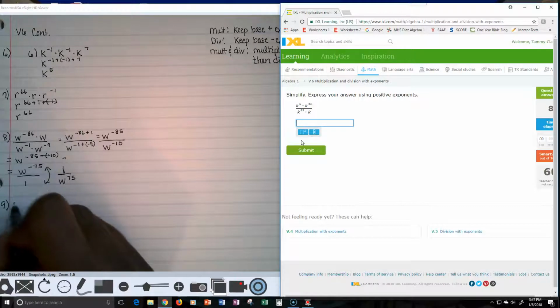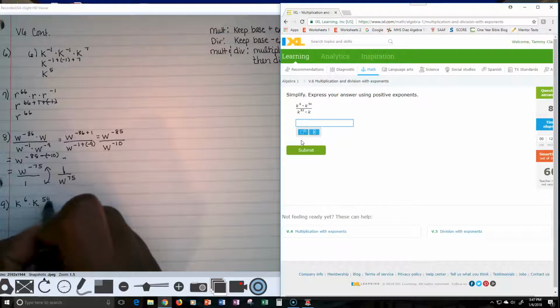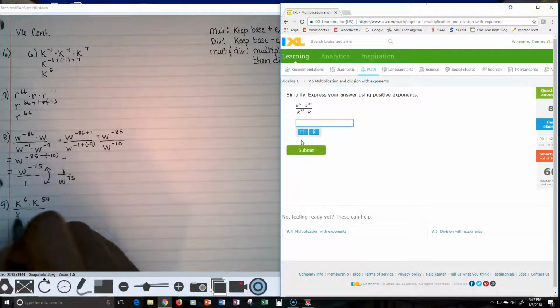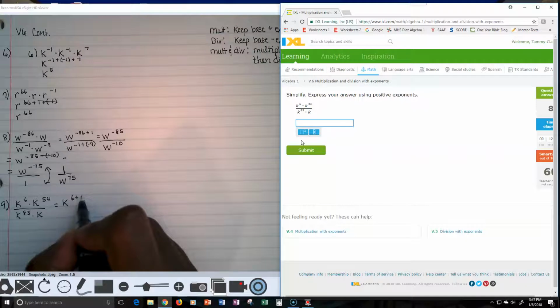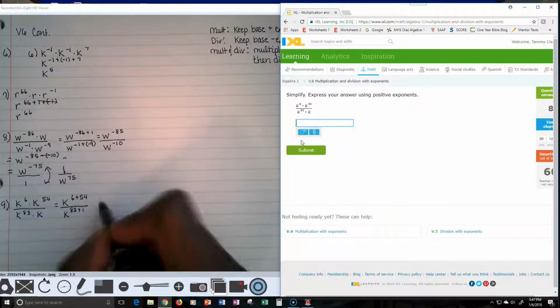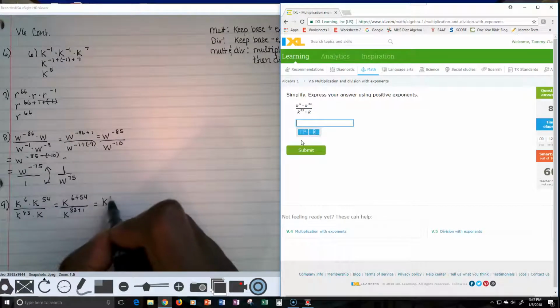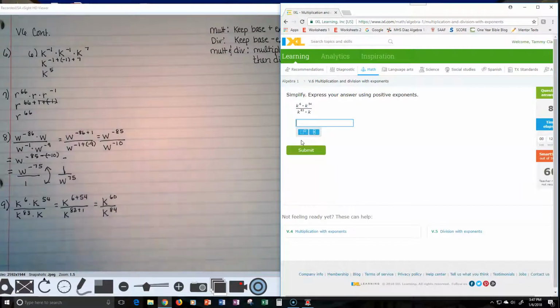For number 9, we have k to the 6th multiplied by k to the 54th divided by k to the 83rd multiplied by k to the 1st. So we keep the base and add the exponents on the top, keep the base and add the exponents on the bottom. That leaves us with k to the 60th power divided by k to the 84th power.